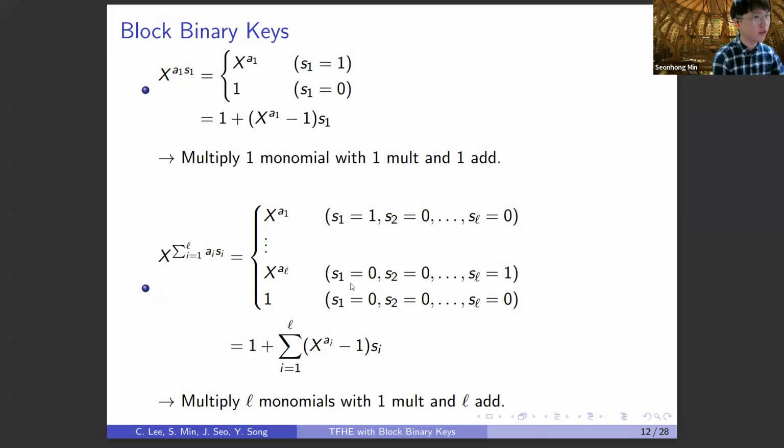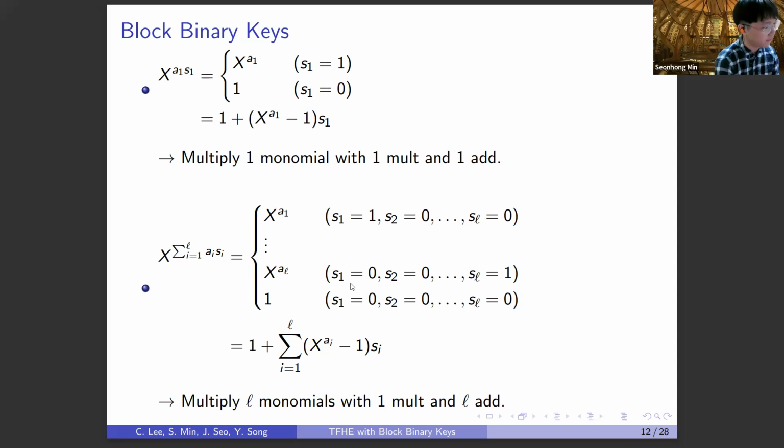So if the key was sampled from block binary keys, then you can generate the x to the sum of a_i s_i more easily, just by computing the linear sum of the RGSW encryptions of s_i. So in the previous approach in TFHE, we can multiply one monomial with just one multiplication, one addition, the constant multiplication and addition.